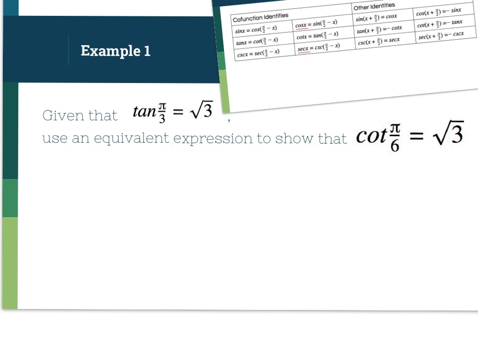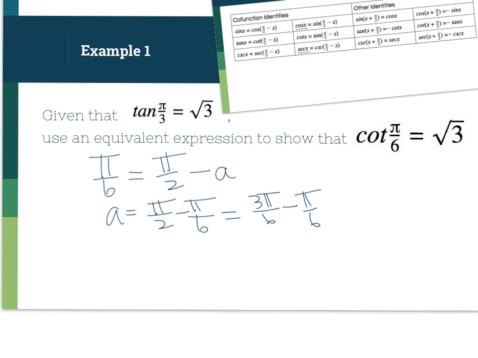So pi by 6 is equal to pi by 2 minus some value. And I'm using the pi by 2 minus a because of the subtraction identities up here. So they're all pi by 2 minus x. So I'm going to solve this problem. Rearranging, I get that a equals pi by 2 minus pi by 6. Finding a common denominator, I get 3 pi by 6 minus pi by 6, which equals 2 pi by 6, which equals pi by 3.